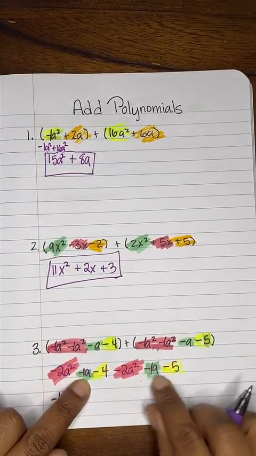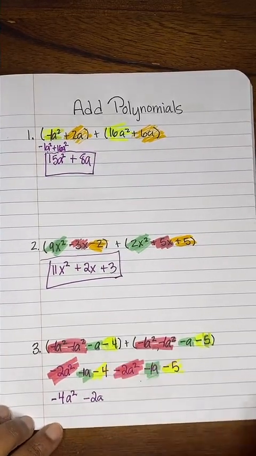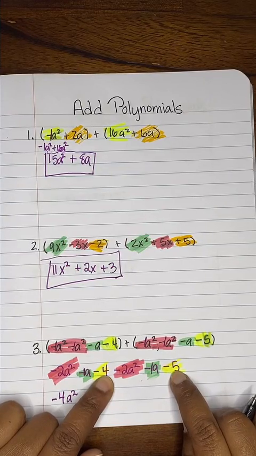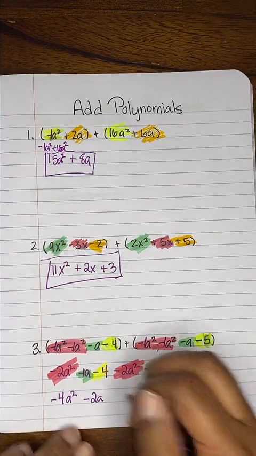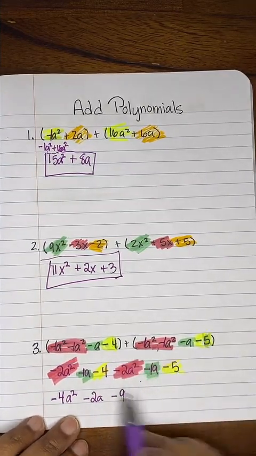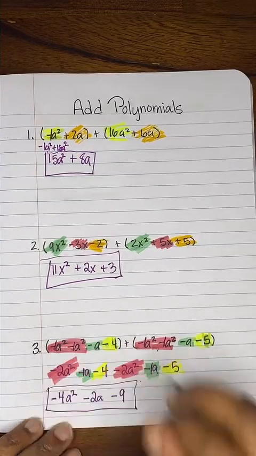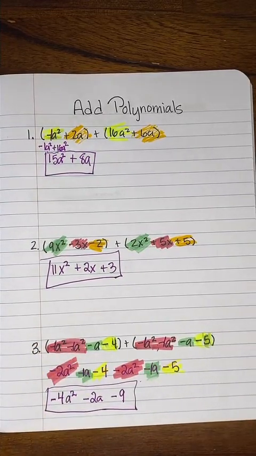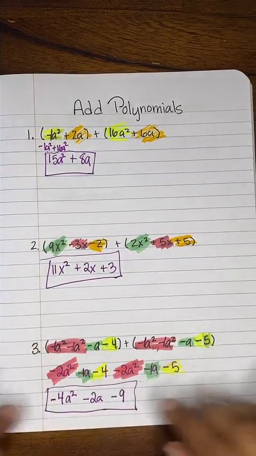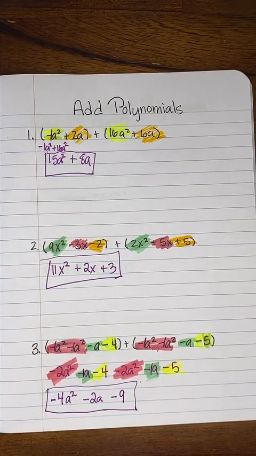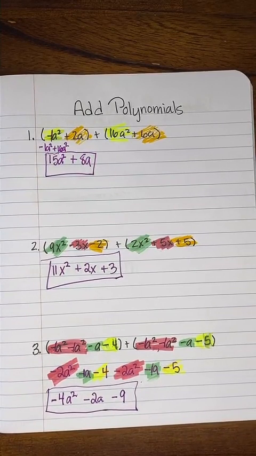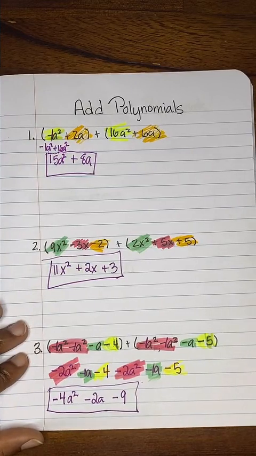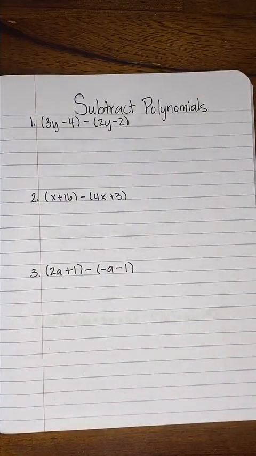-1 minus a 1 is a -2a. And then -4 minus 5 is a -9. And this is your answer. This one by far is the hardest because you have so many negatives. And if you struggle with combining negatives, that's what makes this hard, okay? So this is not easy, you guys. It is hard, okay? So I hope that helps. I hope you guys are getting it. Let's go to subtraction.